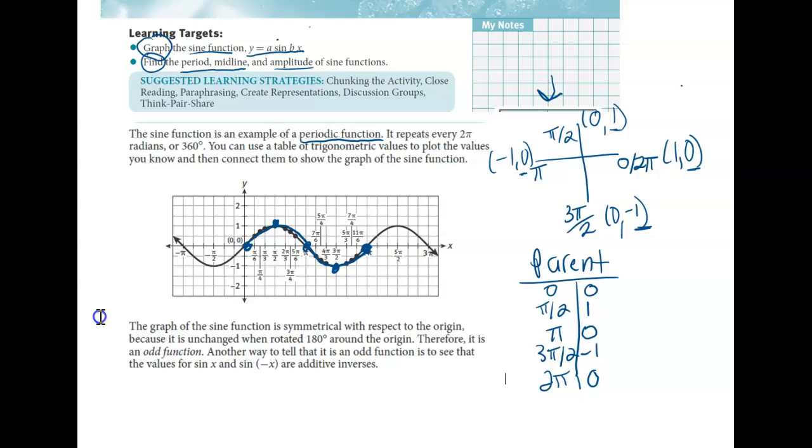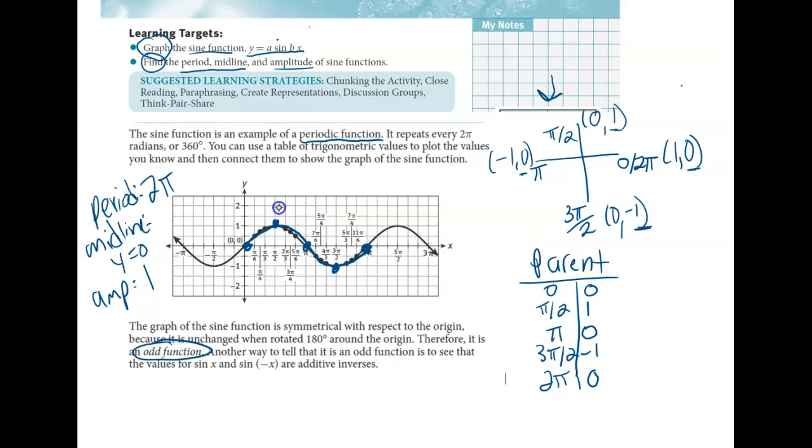Another thing that's interesting is that the sine graph has a period of 2 pi that repeats every full circle. Its midline would always start off as y equals 0, and the amplitude is always 1. And the sine function is symmetric about the origin. So that means if you rotated it 180 degrees, upside down, it would look exactly the same. So we call that an odd function.